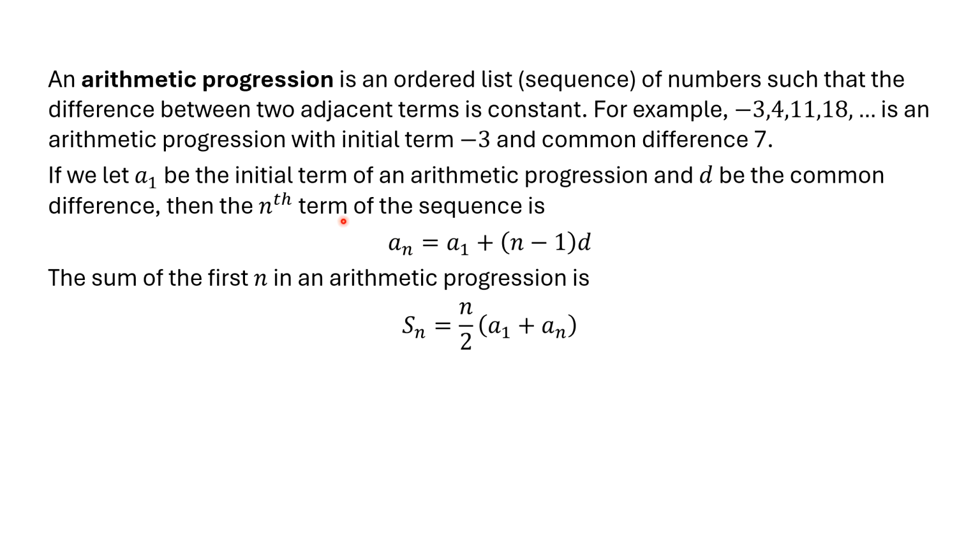And in general, we define an arithmetic progression using this formula here. This a sub 1 is the first term. D is the difference between sequential terms. And then if you want the nth term, you can compute it from the first term plus n minus 1 times the difference between the sequential terms. And this is the equation for the summation of the first n terms.